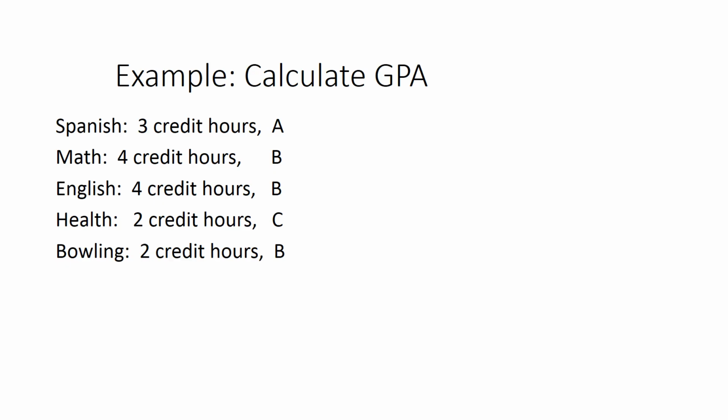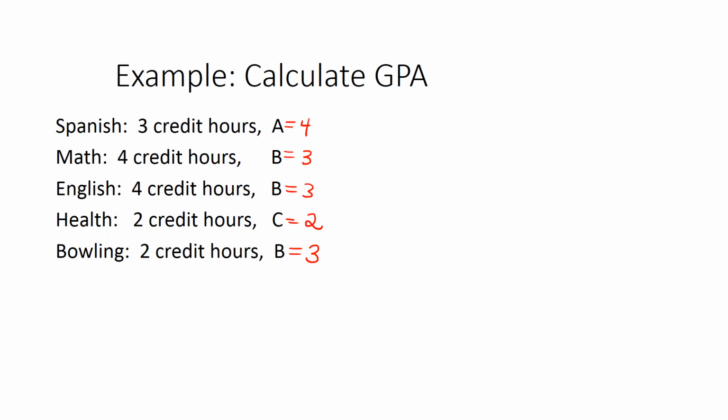So calculate the GPA here. There's 3 credit hours of an A, 4 of a B, 4 of a B, 2 of a C, and 2 of a B. So keep in mind that an A is worth 4 points, a B is worth 3 points, a C is worth 2 points, and again, a B is worth 3 points. So write down the point value for each of the letter grades. Again, D's are 1 and F's are 0. Then you calculate the total points.